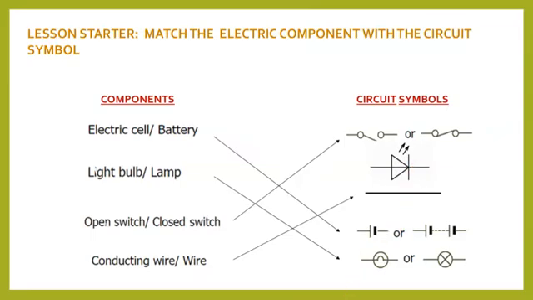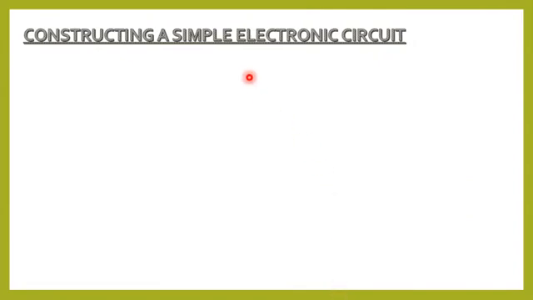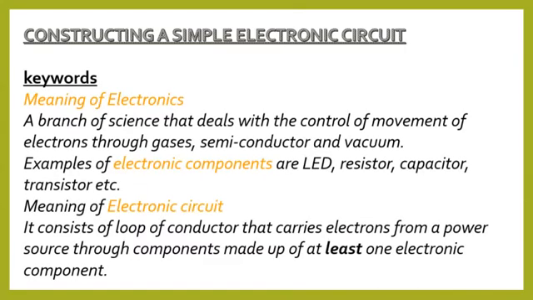Okay, so now let's go to the main lesson. Constructing simple electronic circuits. By the end of our lesson, you will get the difference between electronic circuits and electrical circuits. There's a difference. Now let's look at some keywords. The first keyword has to do with the word electronics. As I promised you, we're going to look at the meaning of electronics, and look at electronic circuits.